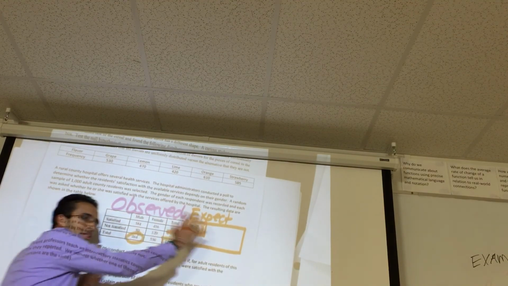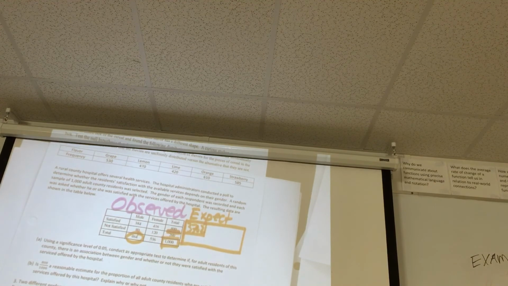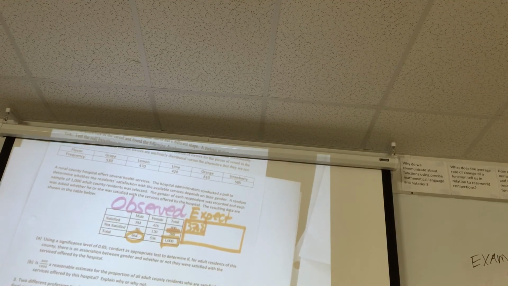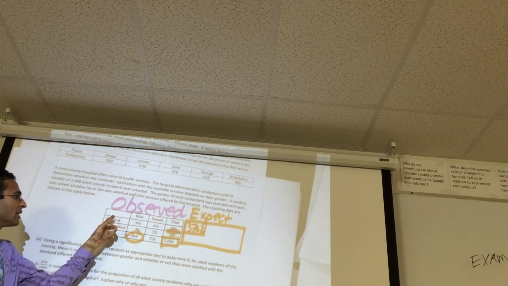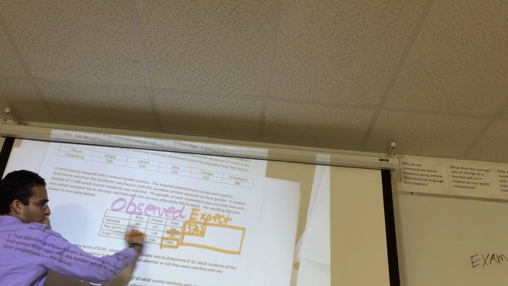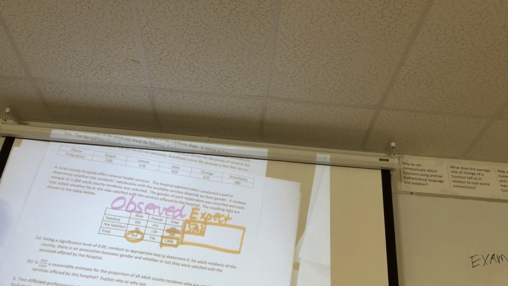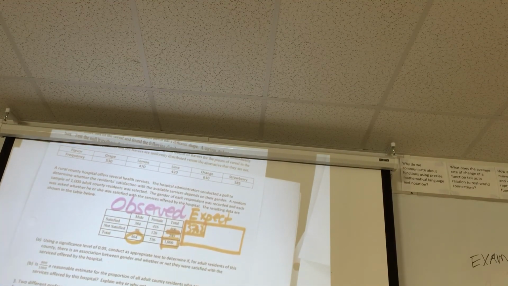Okay, here's the key. We're in very good luck. We don't actually have to do the expected by hand. The calculator will do it for you. I just want to show you, because on multiple choice, they may ask you, how do I find the expected for this? So now we know. Row times column divided by total. Okay, let's let the calculator do the work.